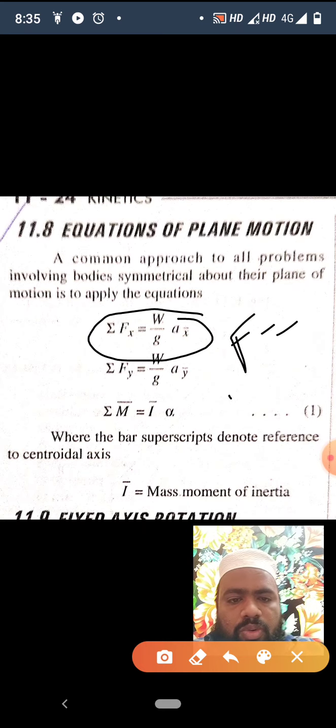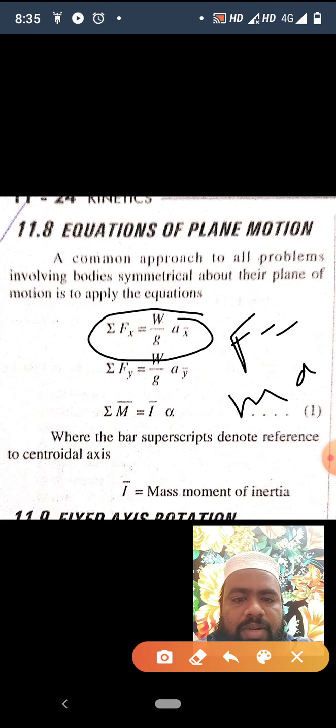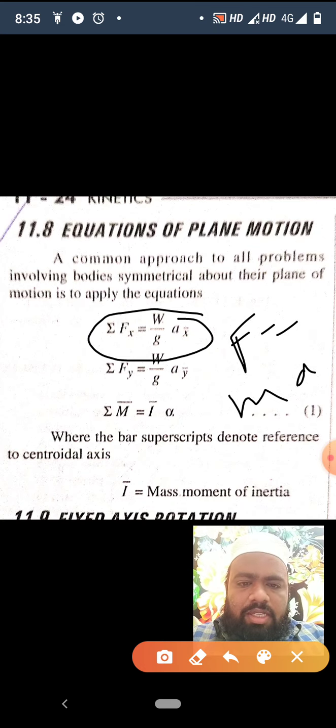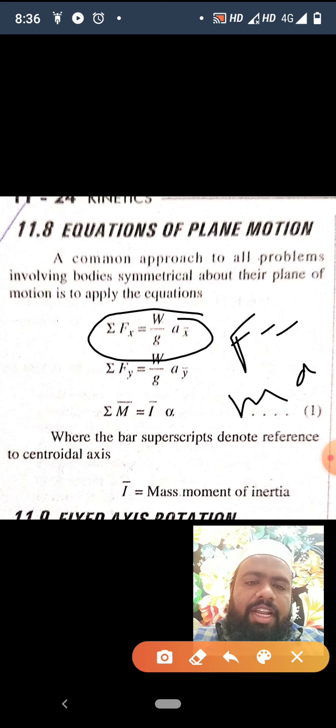Short answer questions. A common approach to all problems involving bodies symmetrical about their plane of motion is to apply the equation algebra. If you see the first equation, this is in the x direction. So the sum of Fx is equal to W by g into ax, acceleration in x direction. Actually, this comes from F is equal to ma. F is nothing but all the horizontal forces. The resultant of all horizontal forces is the algebraic sum of the x forces, equal to mass, which is weight by gravity, into acceleration in x direction, so a x bar.